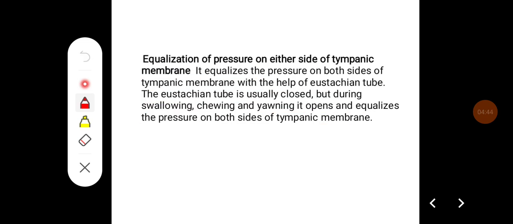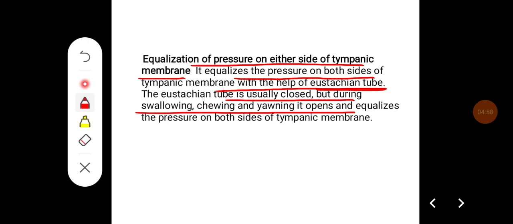The middle ear also helps in equalization of pressure on either side of the tympanic membrane. It equalizes the pressure on both sides of the tympanic membrane with the help of the eustachian tube. Eustachian tube is usually closed but during swallowing, chewing, and yawning, it opens and equalizes the pressure on both sides of the tympanic membrane.